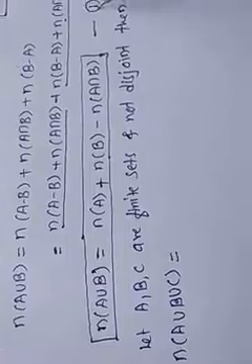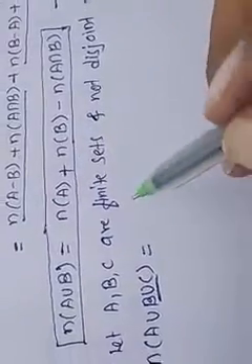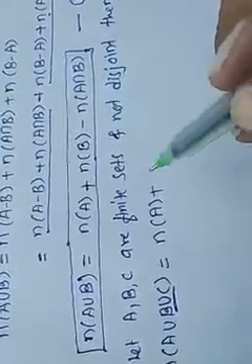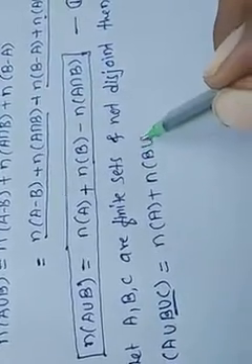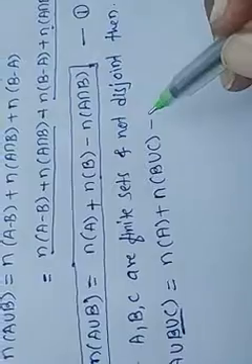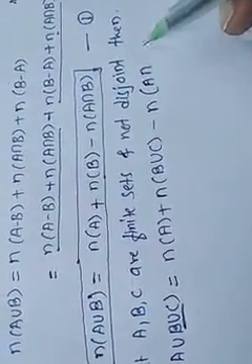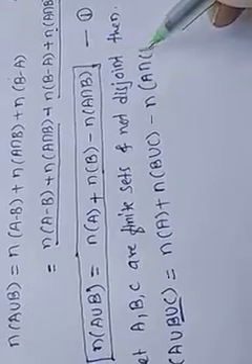Now from equation 1 we can write n of A union B union C. We consider this as a single set, so we write it as n of A plus, from this formula, n of B union C minus n of A intersection, where A is as it is and B is B union C, so we write it as A intersection B union C, from equation 1.